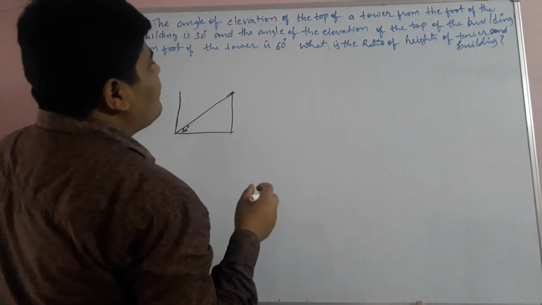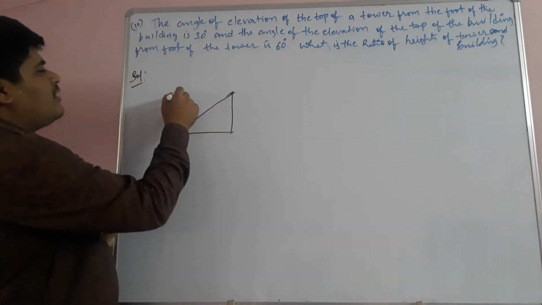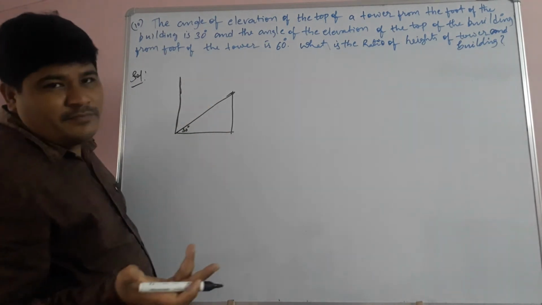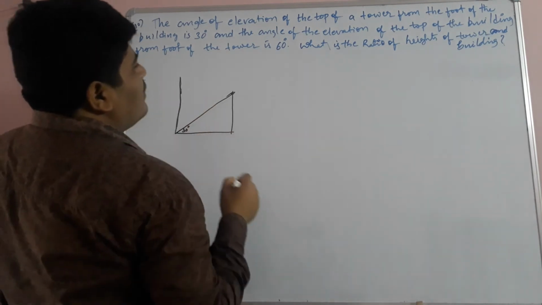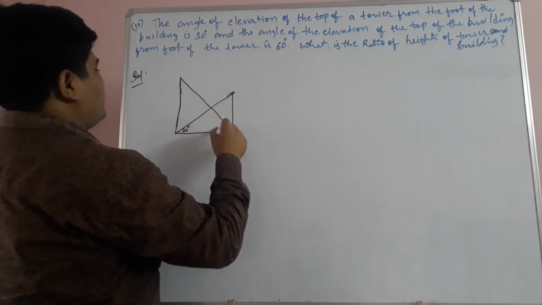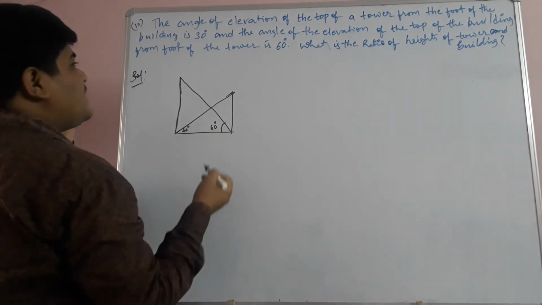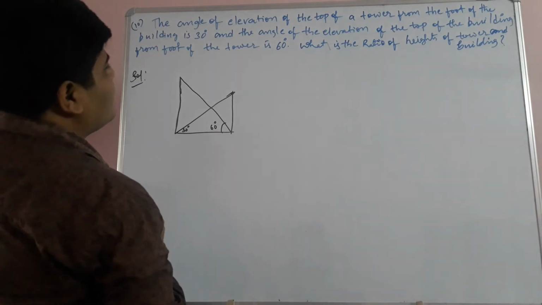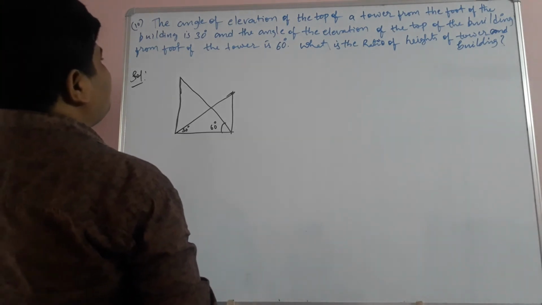The angle of elevation of the top of the building from the foot of the tower is 60 degrees. So children, here the building has more height, so maybe that building is a big apartment. We can assume like that. And the angle of elevation of the top of the building from the foot of the tower is 60 degrees. So they are asking us to find the ratio of the heights of the tower and the building.